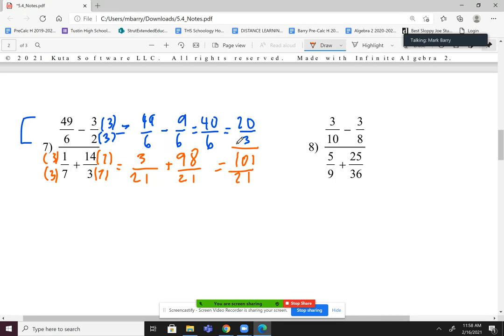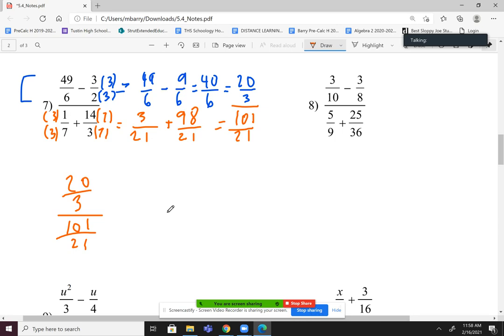Okay, so now we've kind of done step 1, okay? I'm going to rewrite it down here. We kind of don't have to, but I just feel like I want to here. So we have 20 over 3 over 101 over 21. So now it turns into one of those ones that we did on the first page, okay? I just multiply by the reciprocal.